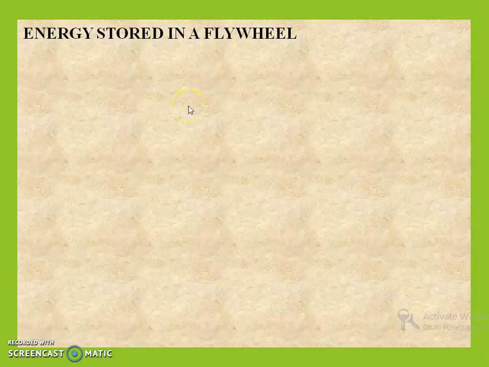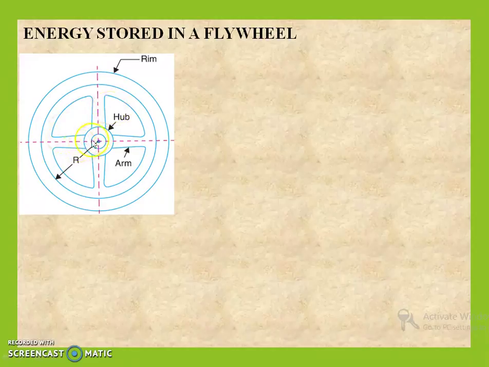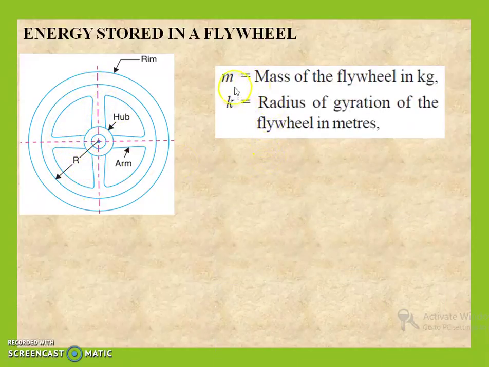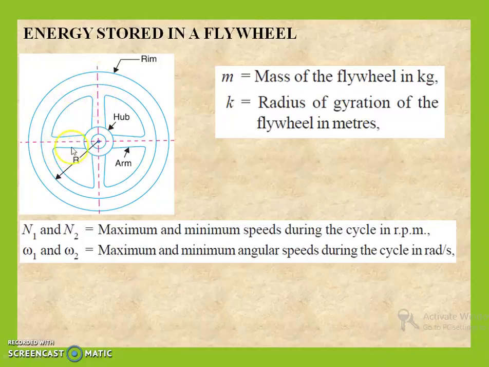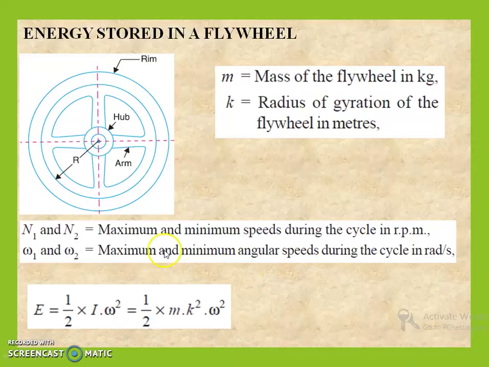Now, we will find the energy stored in the flywheel. So, for that we will consider this flywheel. This is the radius of the flywheel, capital R, and M is the mass of the flywheel in kilograms, and K is the radius of gyration of the flywheel in meters. K is taken as the radius of the flywheel. So, if we have N1 and N2 as the maximum and minimum speeds, and omega 1 and omega 2 as the maximum and minimum angular speeds, then the energy possessed by this flywheel can be found by this equation, E is equal to half I omega squared. Now what is I? It is mk squared. So the equation becomes E is equal to half mk squared omega squared. For the maximum condition, it becomes omega 1 and for the minimum condition, omega 2.